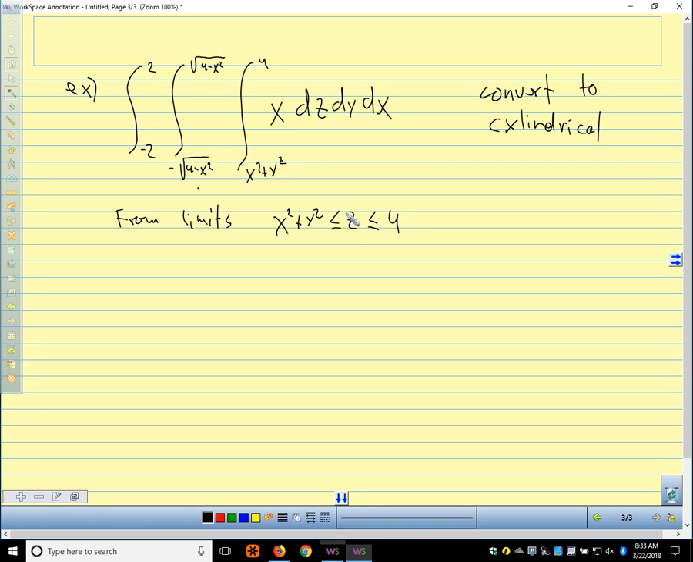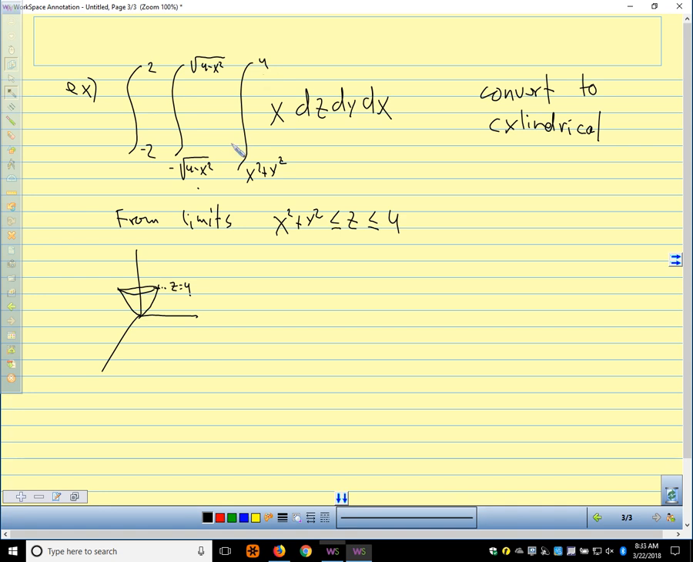We're inside the paraboloid, right? This is a little sketch. There's our paraboloid, so there's our region, and here we're at z equals 4. So we're inside this paraboloid. z goes from the paraboloid to the plane z equals 4. So we can visualize z going from here to here.